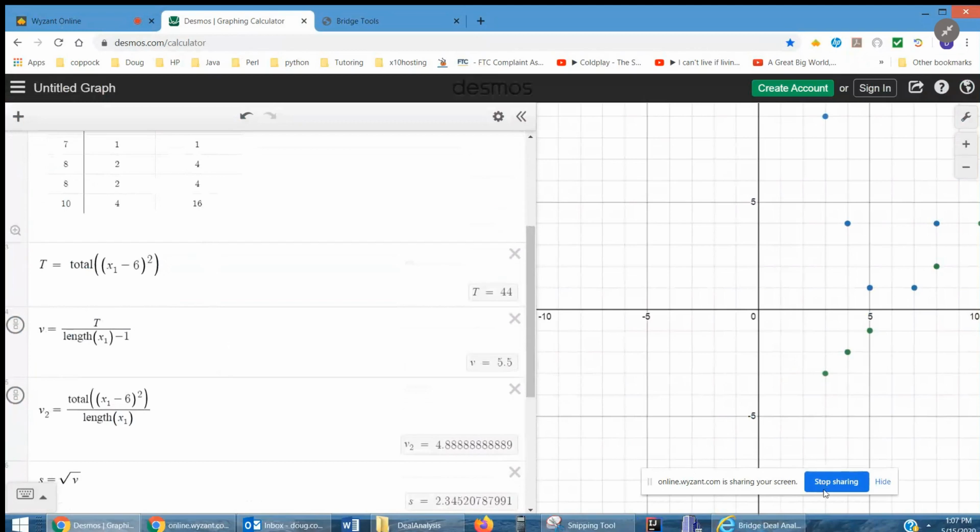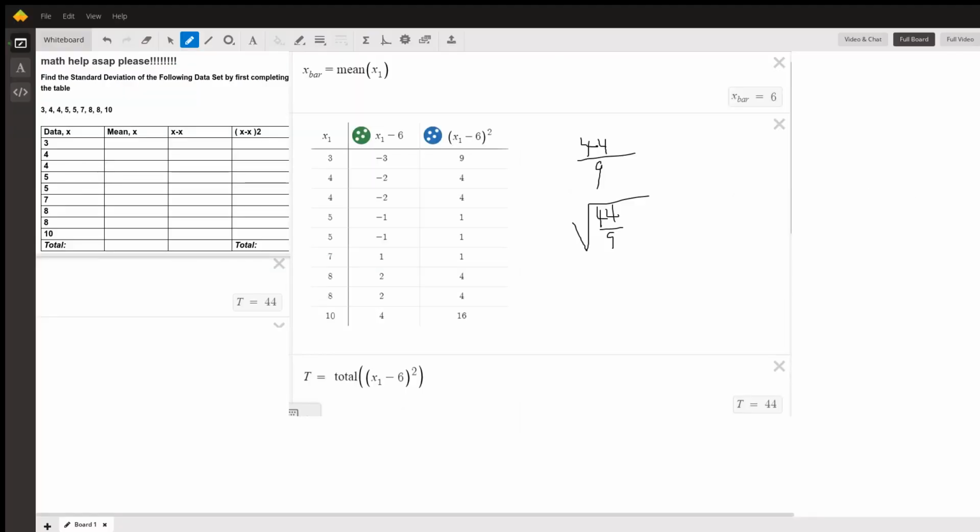Okay, hope that helped, and hope you have some idea of what standard deviation represents. I'm not going to talk about that in this video. So there you go. Hope that helped.